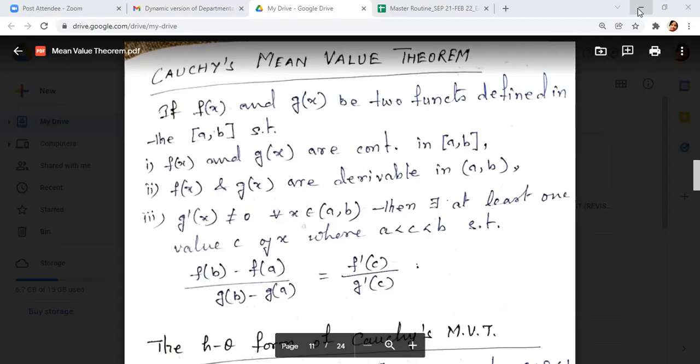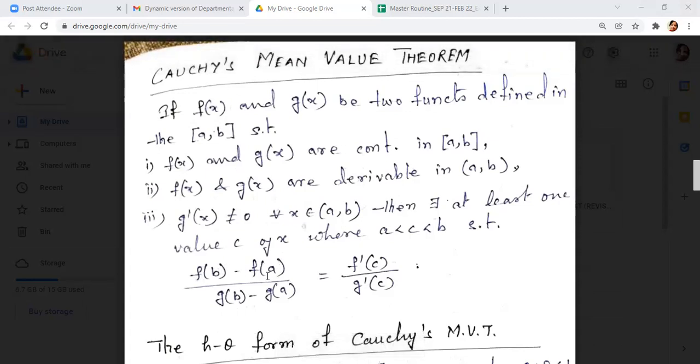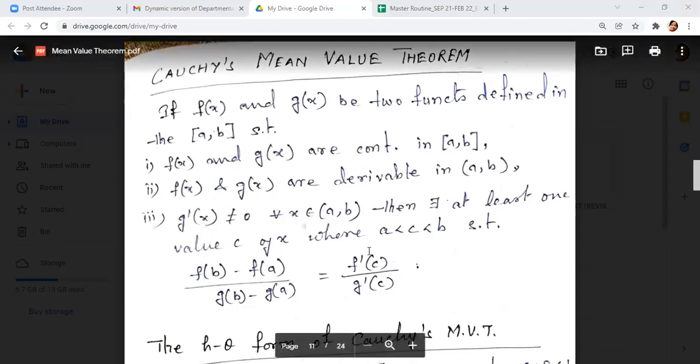So if these conditions are satisfied for these two functions f(x) and g(x), then there exists at least one value c, obviously lying between a and b, such that (f(b) - f(a)) / (g(b) - g(a)) equals f'(c) / g'(c). So c will be obtained from this relation utilizing this equation.